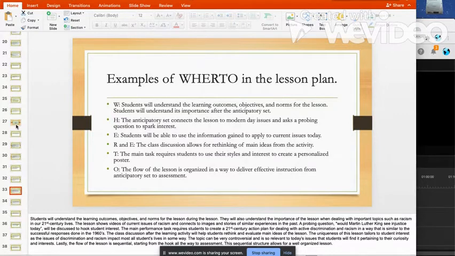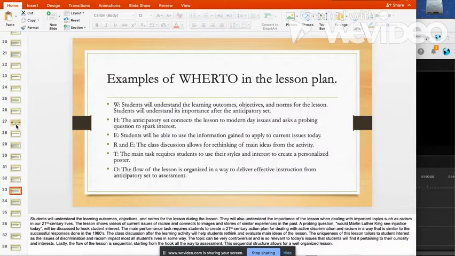The main performance task requires students to create a 21st century action plan for dealing with active discrimination and racism in a way that is similar to the successful responses done in the 1960s. The class discussion after the learning activity will help students rethink and evaluate main ideas of the lesson.